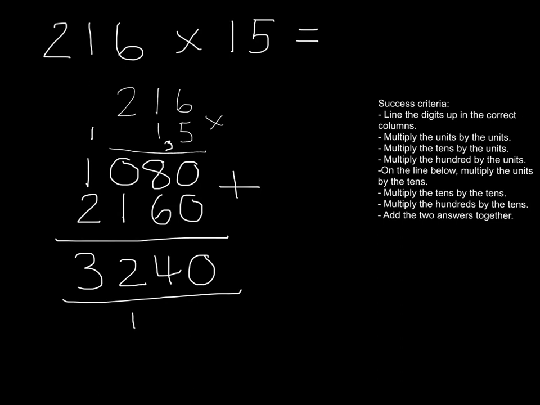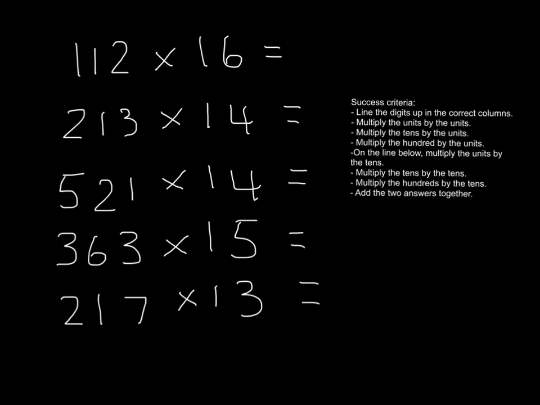There, the multiplication is complete and your answer should have been 3,240. Remember to write your answer back at the end of the question. Here are 5 questions. Have a go on your own using success criteria to help you. Good luck!